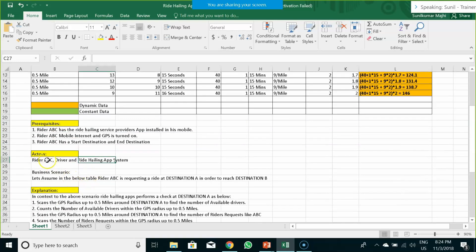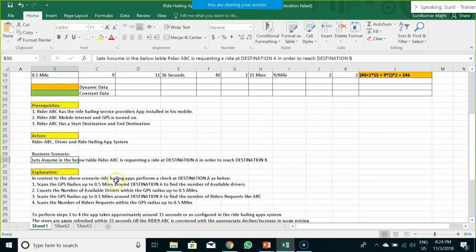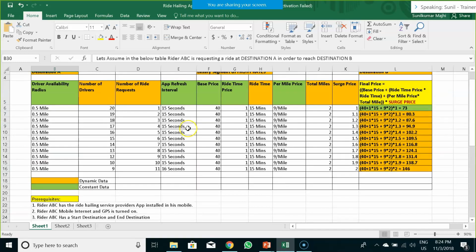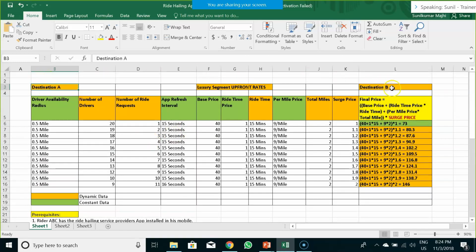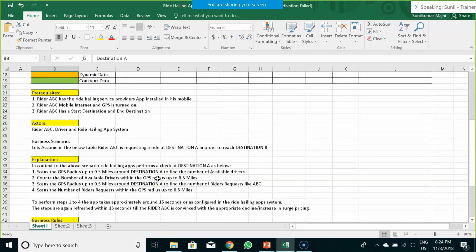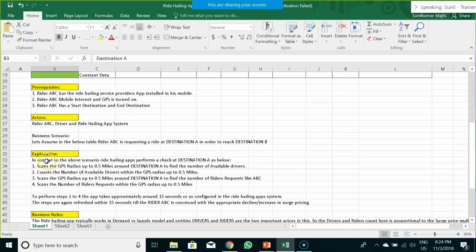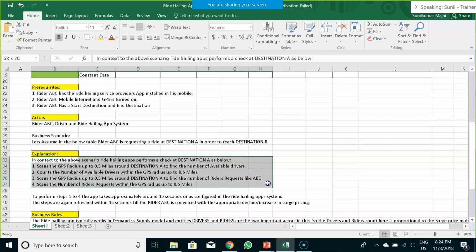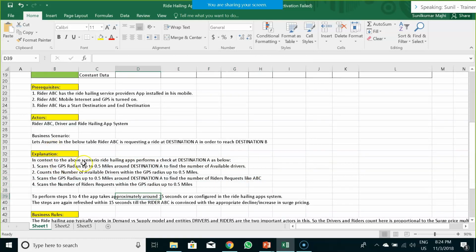Now, after understanding the actors, we need to understand the business scenario. The business scenario here is, let's assume in the below table, rider ABC is requesting a ride at destination A in order to reach destination B. Like I explained, in this particular business scenario, rider A wants to reach destination B. Now, when I have to explain this algorithm to the development team, how do I explain it? So these are some of the ways I can explain it to the development team.